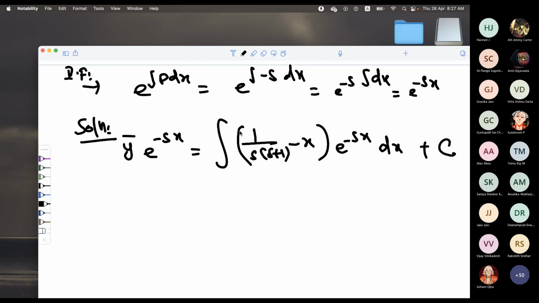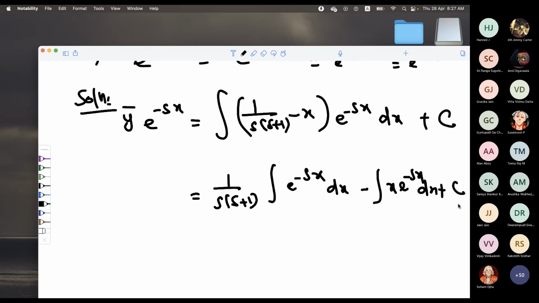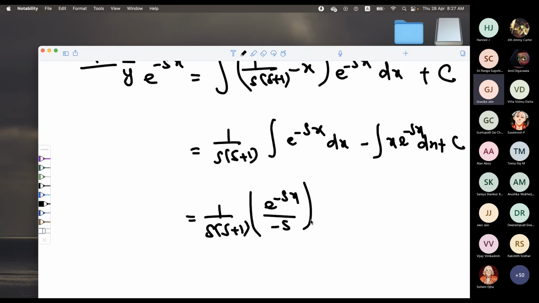Sir, is it clear? Yes, sir. Okay, now just try to integrate these things. With respect to x only we are going to integrate. The first term, 1 divided by s into s plus 1, will be a constant for this. Remaining is e raised to the power minus sx dx, then integral of x into e raised to the power minus sx dx, plus the integral constant. So here we have 1 divided by s into s plus 1, and the integral of e power minus sx is e power minus sx divided by minus s, right?